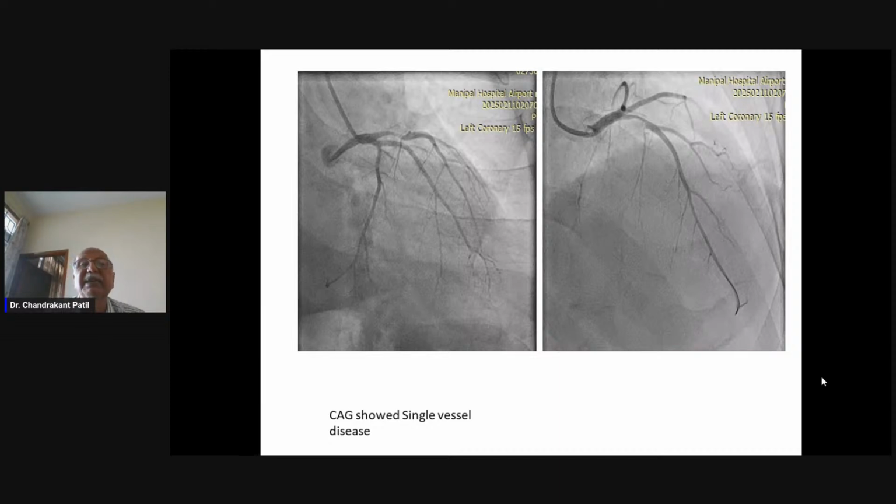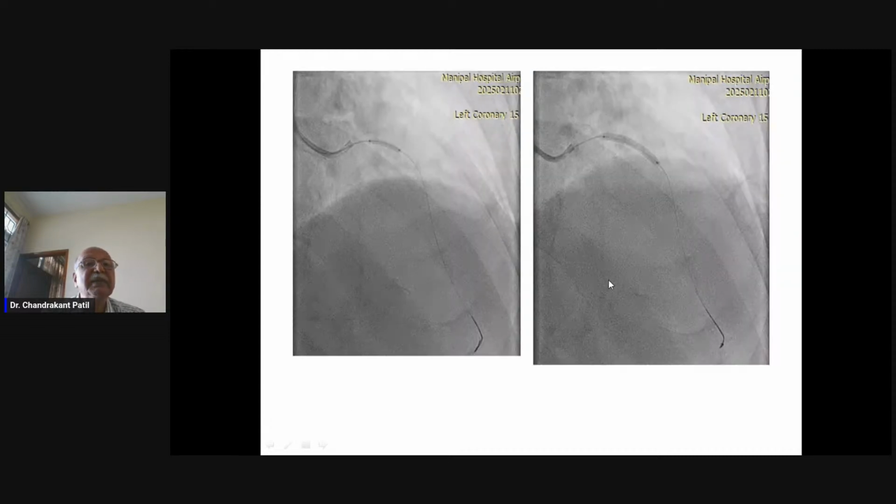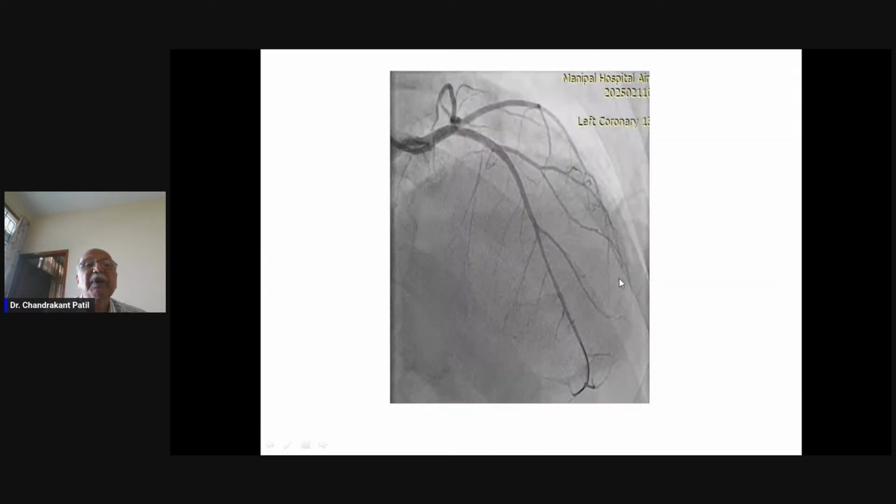The angiogram, CAG, showed a single vessel disease. As you can see here, the proximal LAD is showing a definite lesion, and he underwent PTCA stenting. Initially balloon dilatation was done, a stent was put there, and you can see that a good TIMI 3 flow was obtained following the stenting.